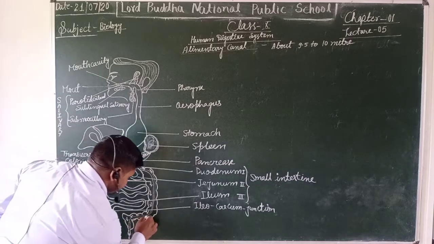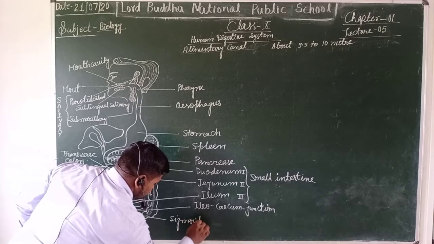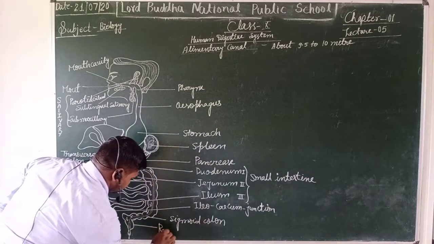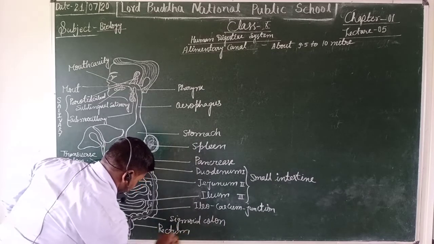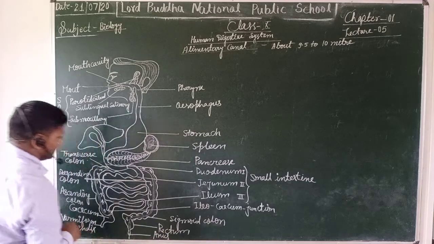and this is the sigmoid colon part, rectum, and this is the end part, anus.